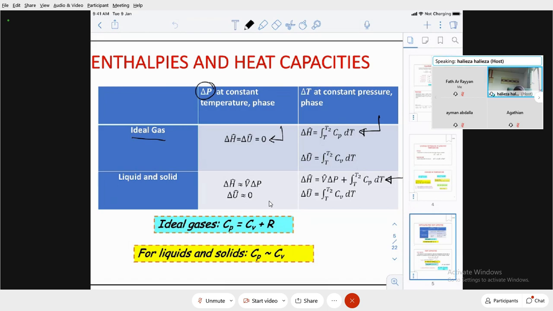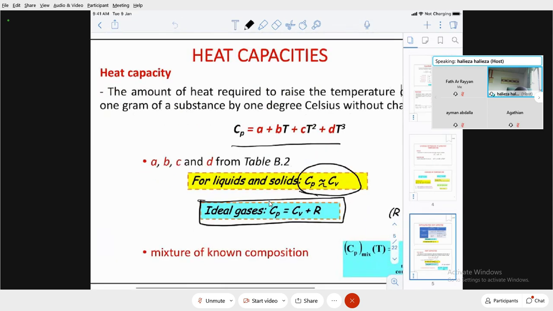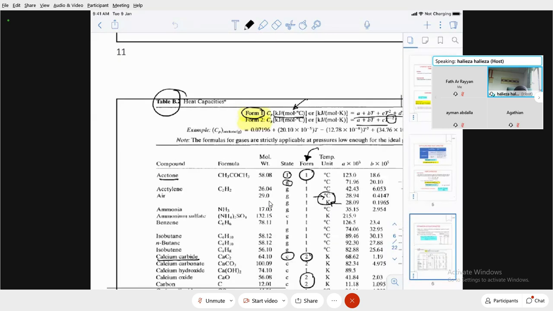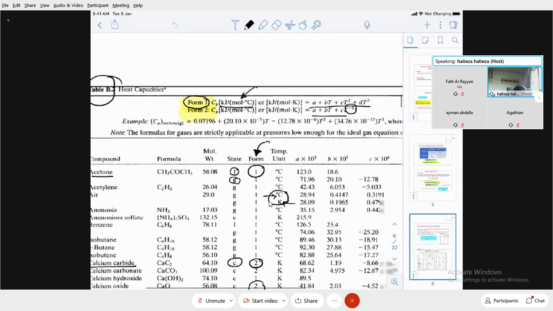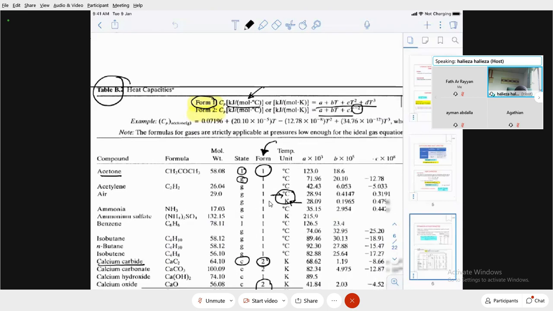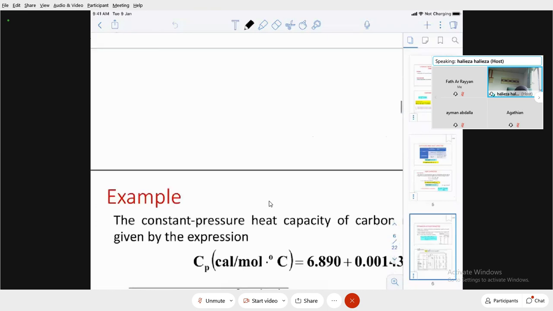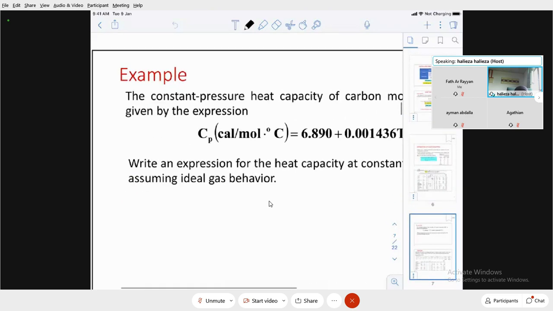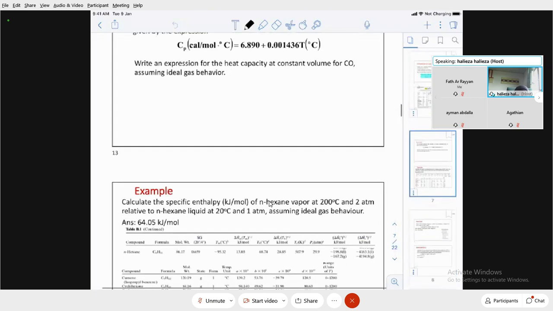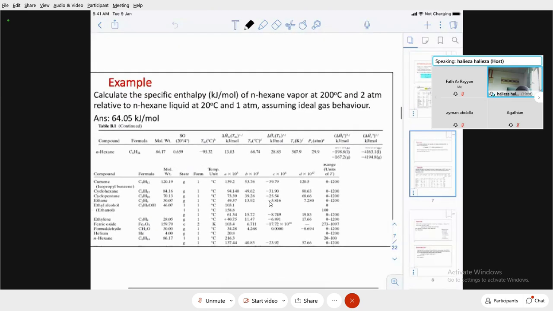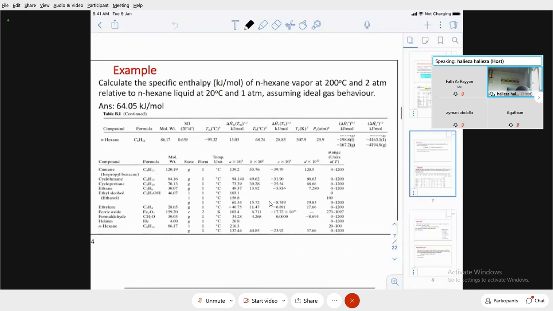Your polynomial equation for integration is in Appendix B2. That is Appendix B2. Appendix B1 is where you have the boiling point. We did this question just now. We did this, and hexane.